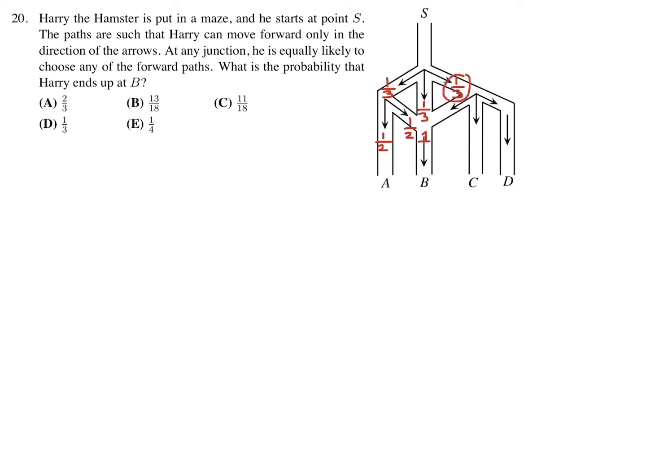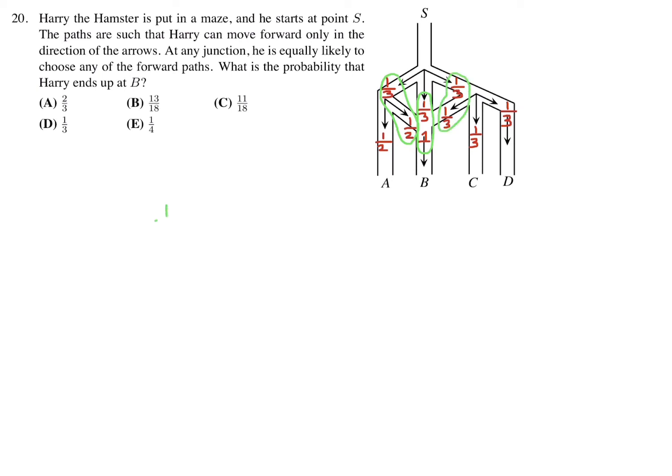And then once he gets to here, it's 1/3 to go here, 1/3 probability to go here, and 1/3 probability to go down to D. All right, now let's circle the probabilities that we are interested in. We want to get to B, right? Okay, we can do that in the following ways. The first way is this one and this one. The next way is this one and this one. And the last way is this one and that one.